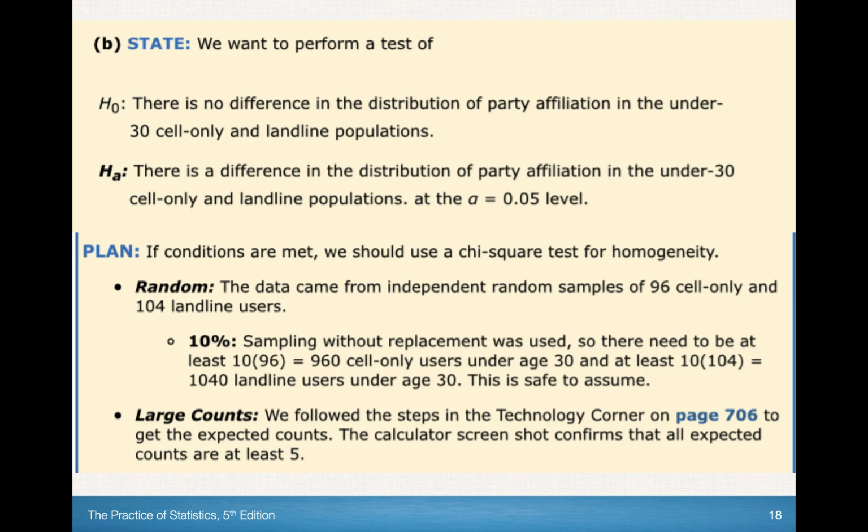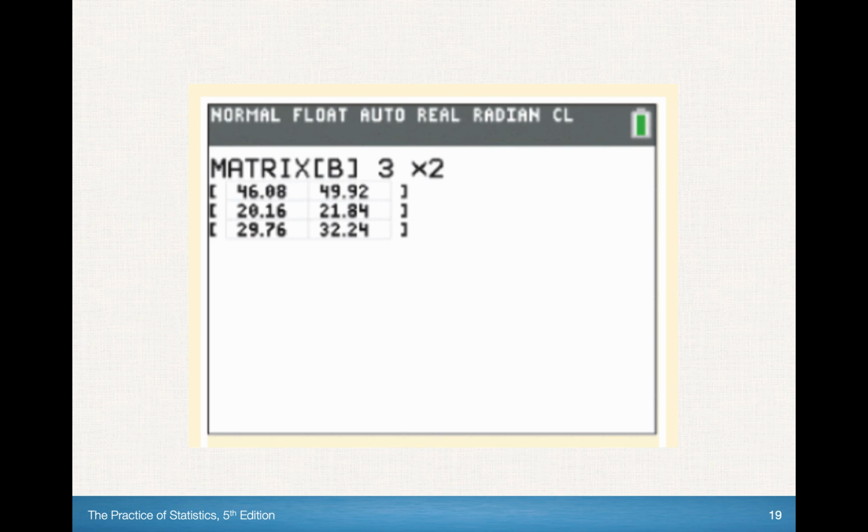We can hit calculate. Now at this point, we're just going to ignore the actual test. I just want to see my expected values. So go ahead into matrix and look at matrix B because that's where my expected values are stored. And this is what you should see. Those are my expected values in my matrix. And because all of them are bigger than 5, the large counts condition is upheld, and I can continue with my chi-square test for homogeneity.